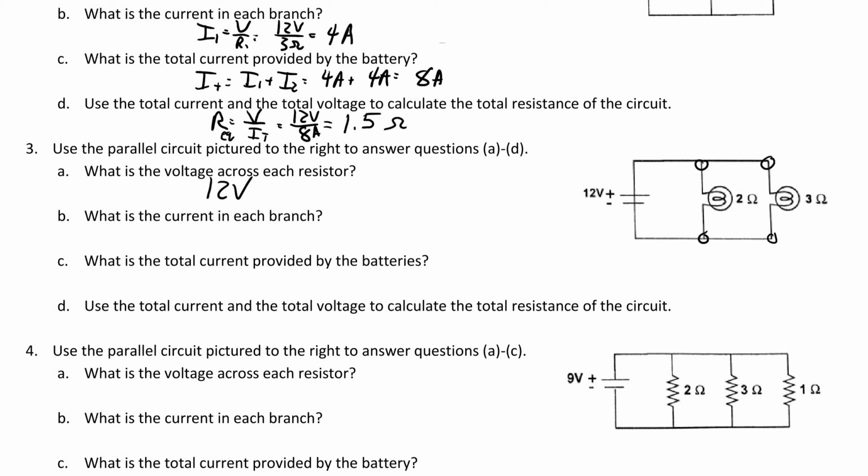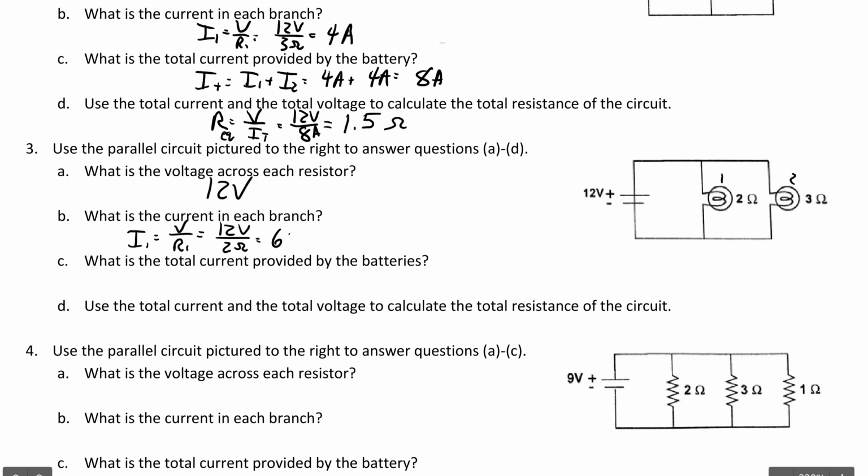All right, so what's the current in each branch? Well, we'll call this the first bulb and the second bulb. So I1 is equal to V over R1, 12 volts divided by 2 ohms.